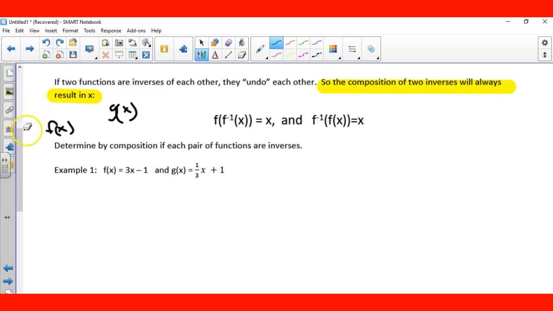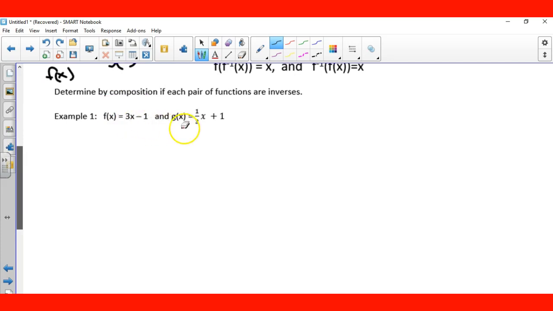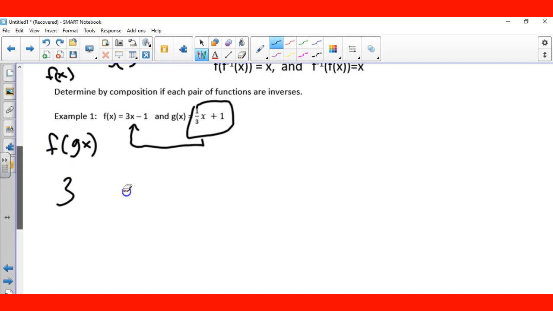Here's the function f, and here's the function g. First, I'm going to do f of g of x, meaning I'm going to take the function g and substitute it into the function f, right where the x is. The function f is 3x minus 1. Instead of x, I'm going to substitute g in its place, so you have 1/3 x plus 1. I plugged that in where the x was. If you missed it, just rewind a little bit and see what I did.